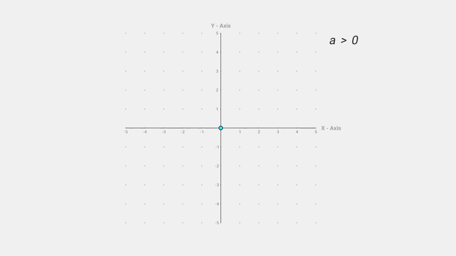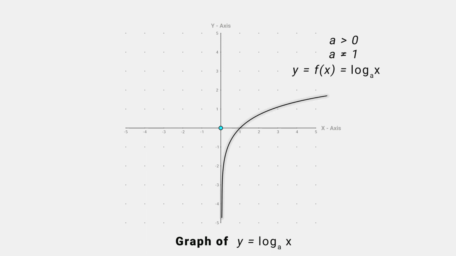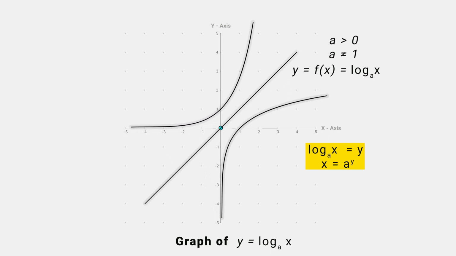If a is greater than 0 and a is not equal to 1, then the function defined by f of x equals log a x is called logarithmic function. We know that log a x equals y is the same as x equals a raised to power y. So the logarithmic function and the exponential function are inverse of each other.